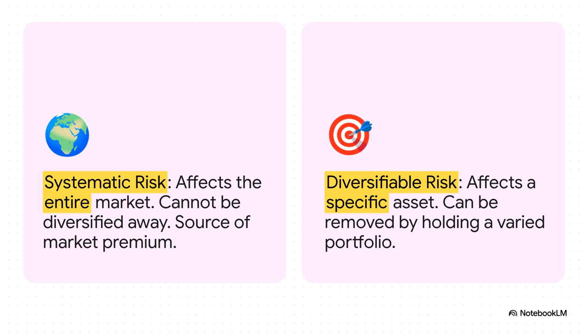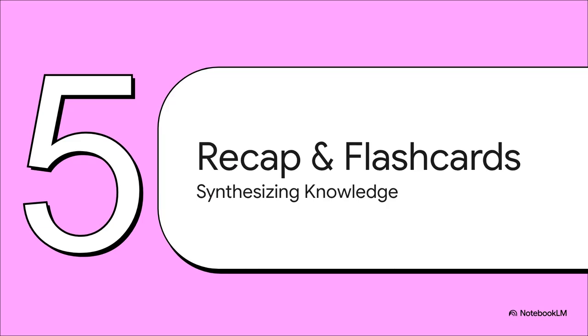Here's the deal. You can get rid of diversifiable risk for free just by building a good portfolio. So the market doesn't pay you to take it on. The only risk you get paid for is systematic risk, the stuff you can't diversify away. So the goal of a smart portfolio isn't to have zero risk. It's to eliminate every last scrap of uncompensated risk, so all you're left with is the pure market risk that actually generates a return.